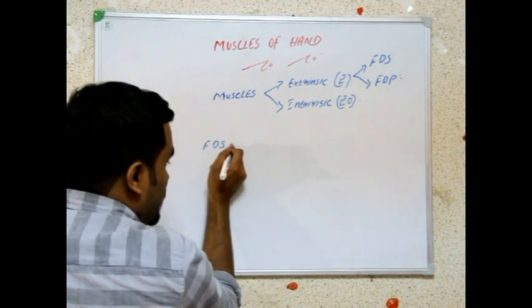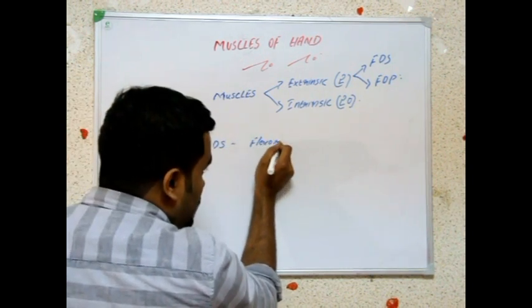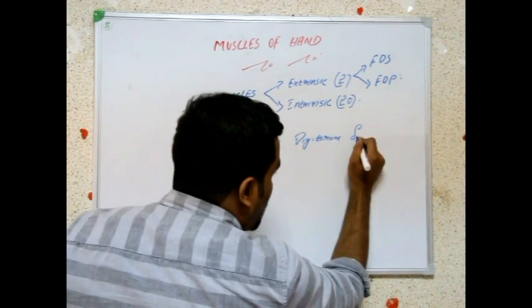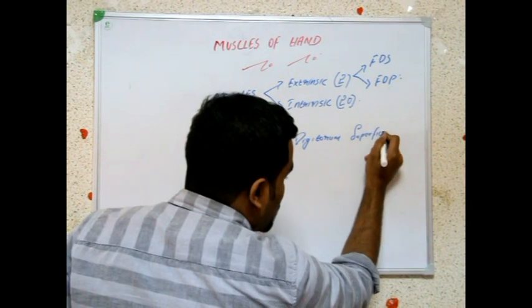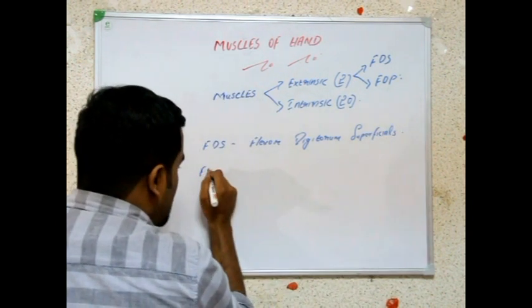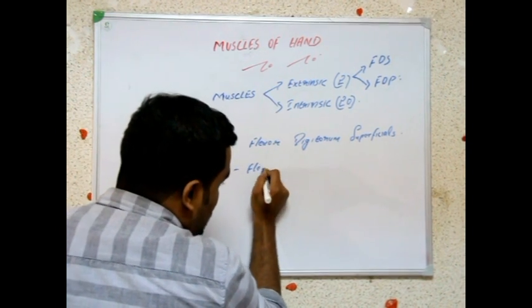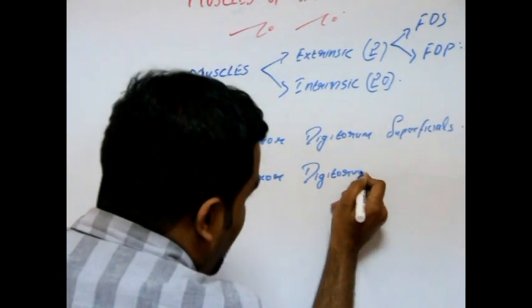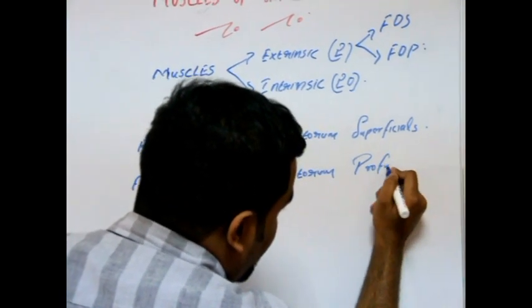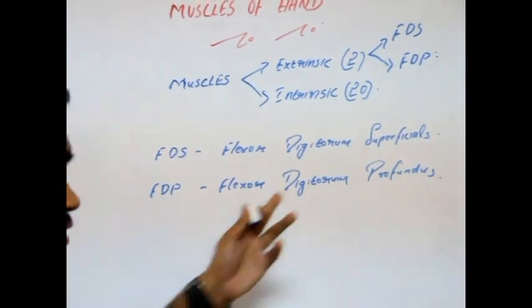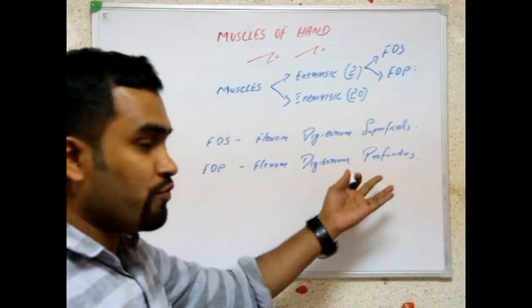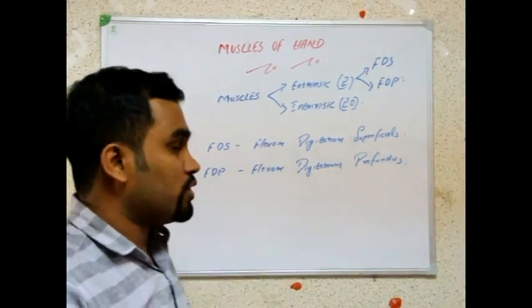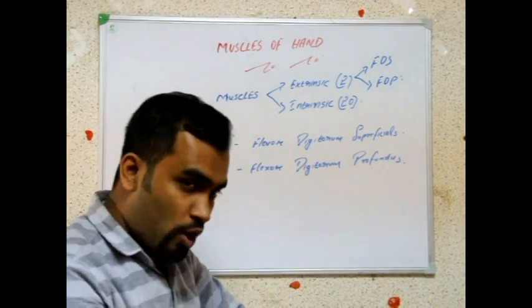FDS is flexor digitorum superficialis, and FDP is flexor digitorum profundus. See, superficialis means the superficial muscle and profundus is Latin for deep, right? So flexor digitorum superficialis and flexor digitorum profundus, the 2 in extrinsic muscle, they are not present here.